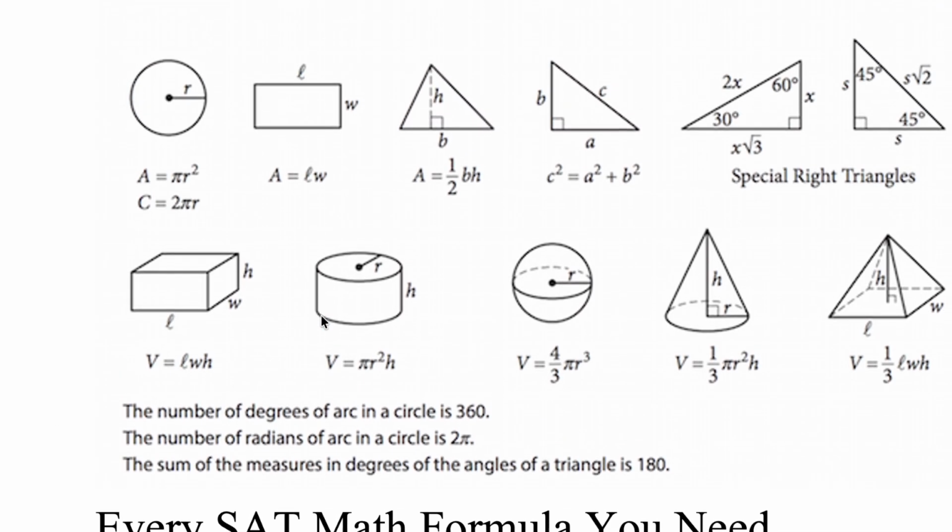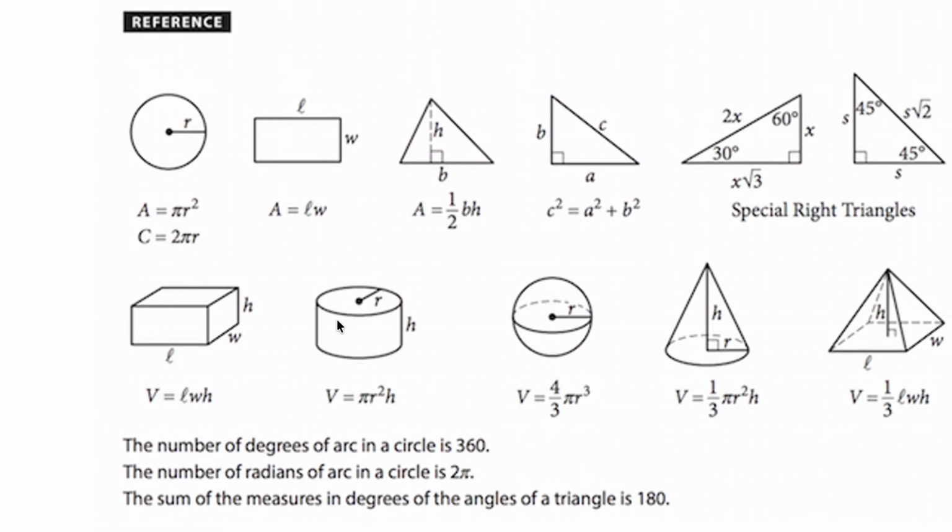The first thing I'm going to do is go over the reference sheet real quick. The reference sheet gives you the area and circumference of a circle, the area formula for a rectangle and a triangle, the Pythagorean theorem, the special right triangles, which already give you the proportions for each side, as well as the volume for all of these shapes.